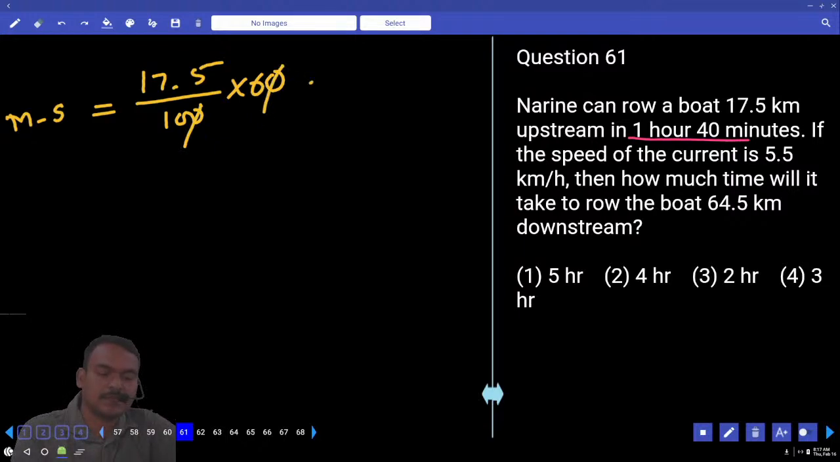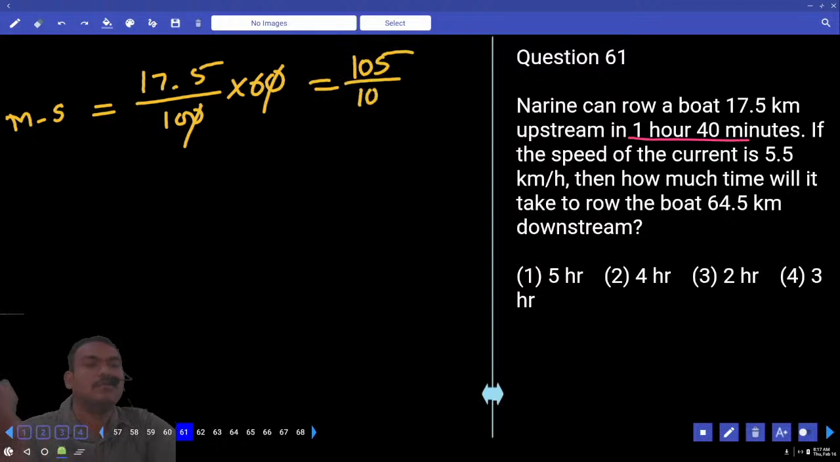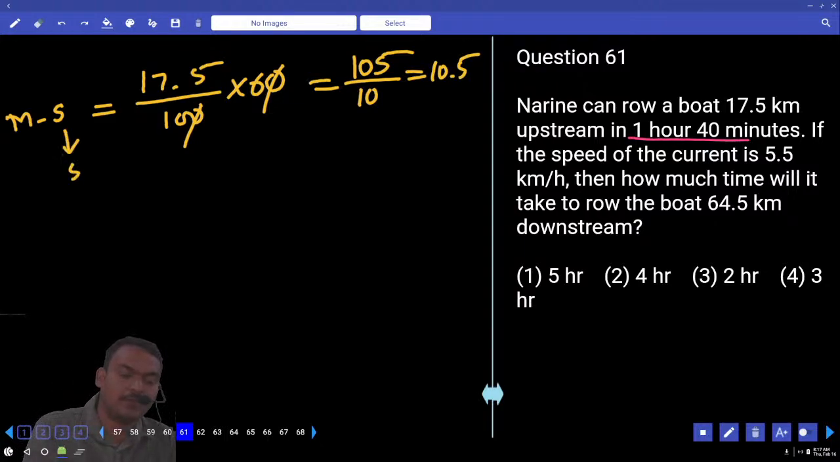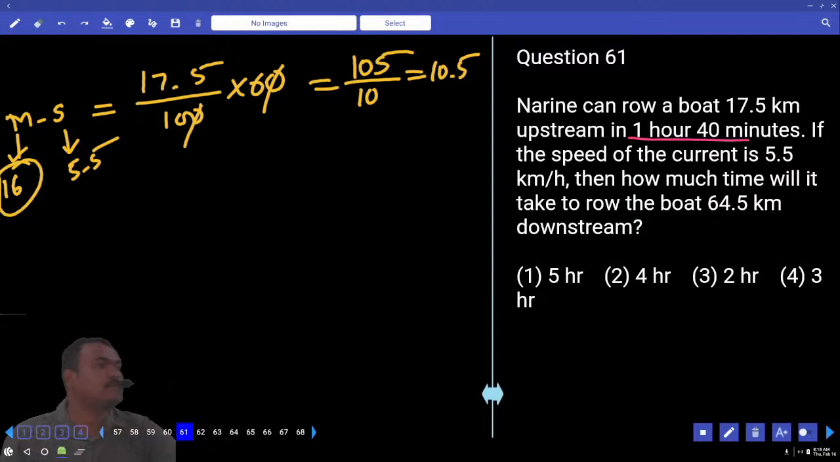17.5 into 6 is 105, divided by 10, which is 10.5. We know the m minus s value, and we know the s value. What is s given as? 5.5. Then the m value is obviously 16, right? And what is the question here?